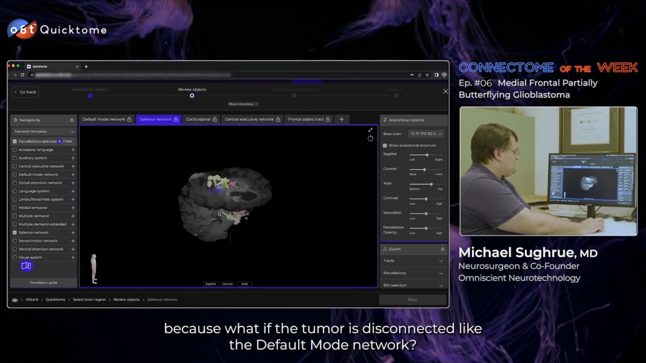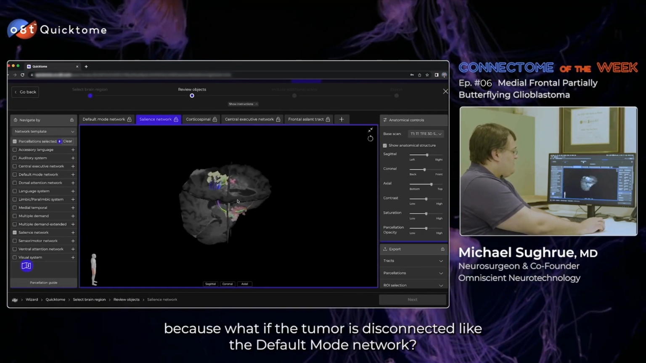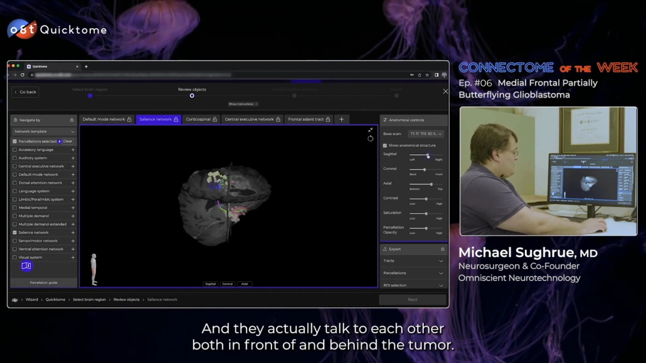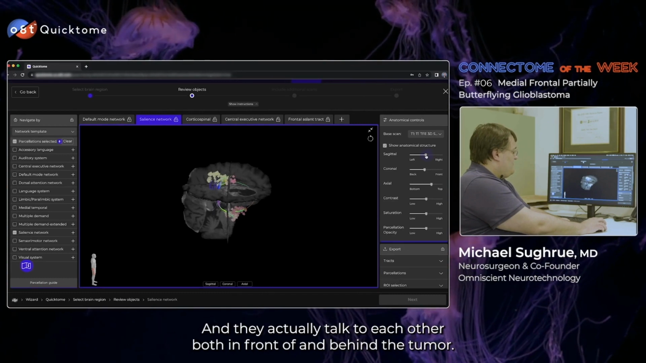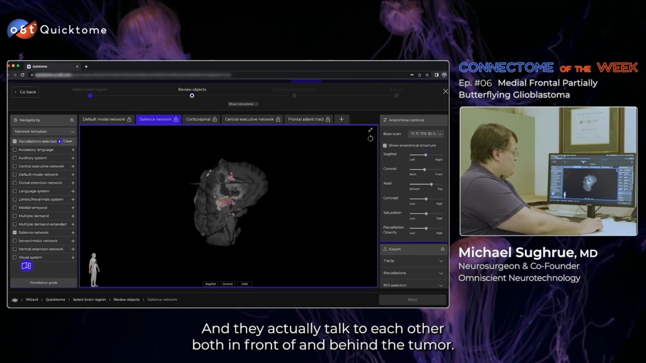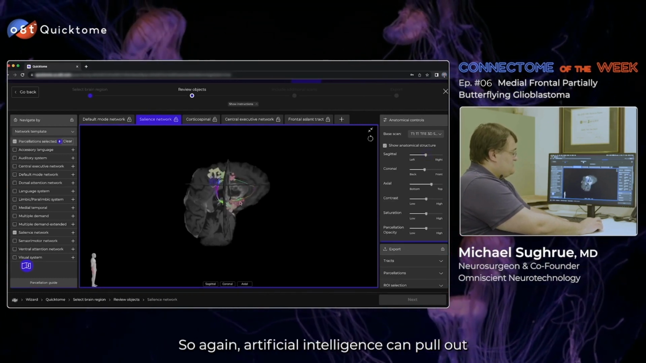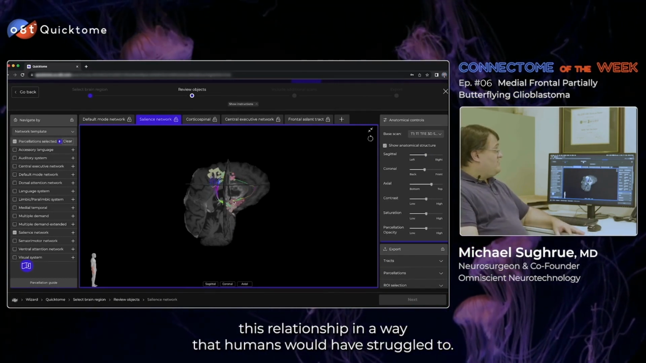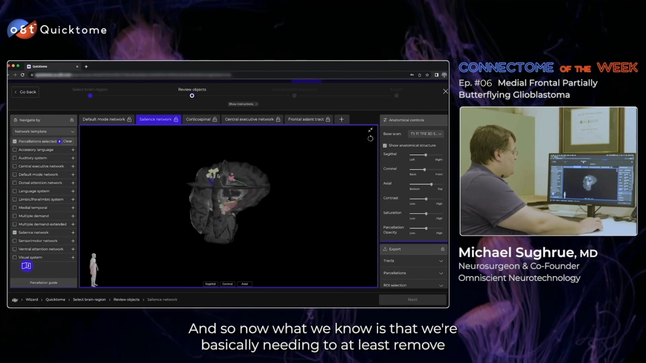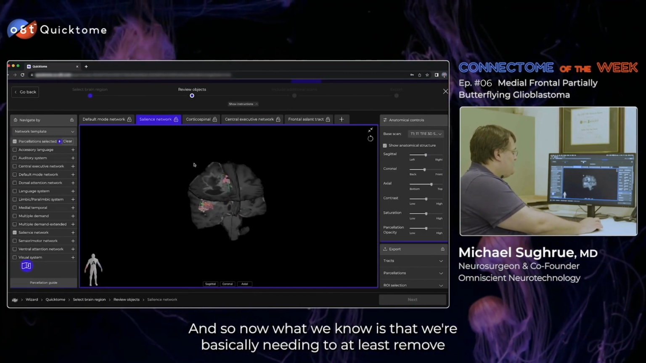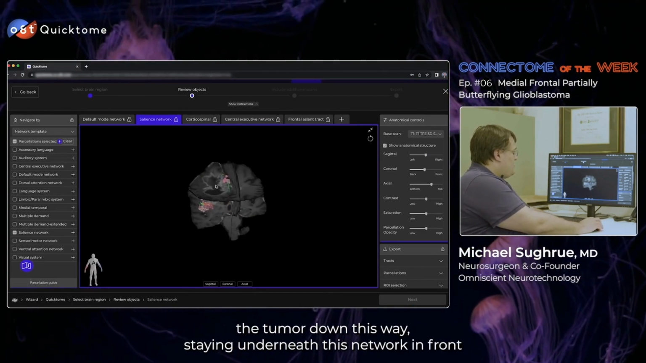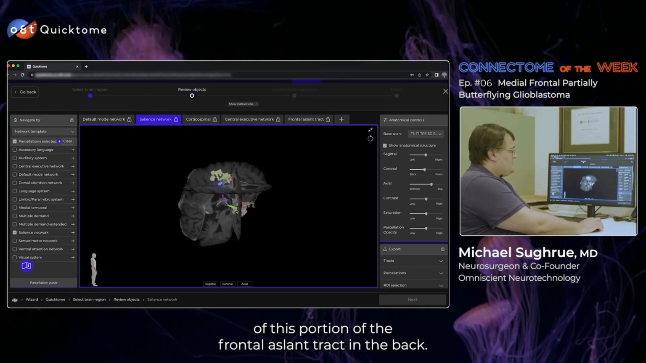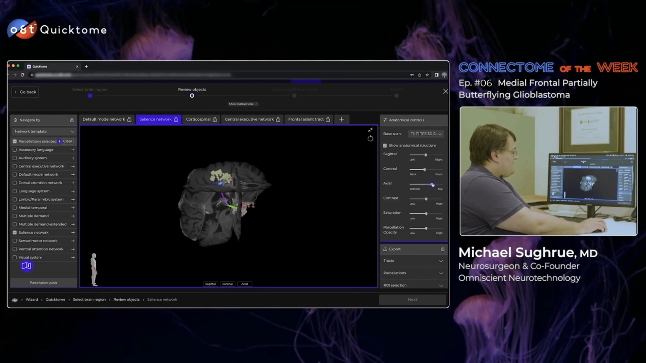Because what if the tumor is disconnected at like the default mode network? What you can see is the answer is no. They do talk to each other. And they actually talk to each other both in front of and behind the tumor. So again, artificial intelligence can pull out this relationship in a way the humans would struggle to. And so now what we know is that we're basically needing to at least remove the tumor down this way, staying underneath this network and in front of this portion of the frontal aslant tract in the back. You can see right there.